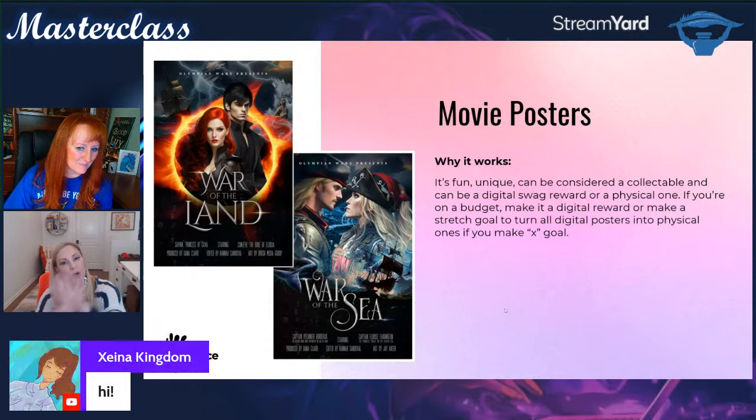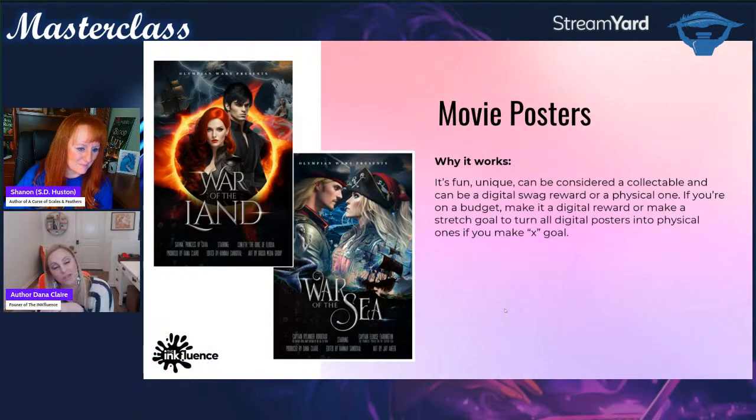Now we didn't hit them, so I didn't end up doing this, but one of my stretch goals was taking the digital rewards and making them physical products if we hit XYZ number. So movie posters are really neat. You can see this War of the Sea movie poster looks just like my cover, but remember that's a limited edition cover, so it is not the actual cover. And I ended up doing it because I fell so in love with my movie posters. So these are things that make great digital rewards that you can then turn into physical items. And that's a really neat way to leverage your stretch goals.